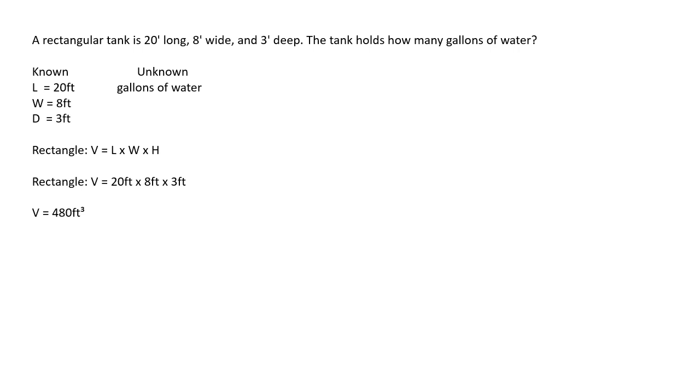The question again is asking for gallons, so we're going to do 7.48 gallons per cubic foot and multiply that by 480 cubic feet. So when you write that out and do your math, your cubic feet will cancel out. You're going to do your multiplication, 480 times 7.48, and the answer is 3,590.4 gallons.